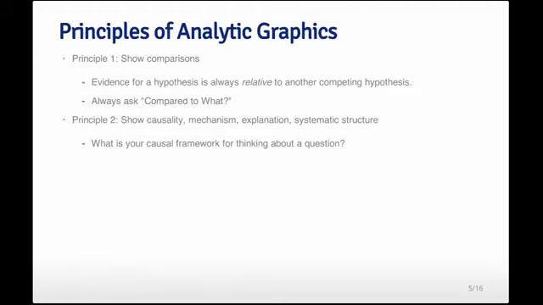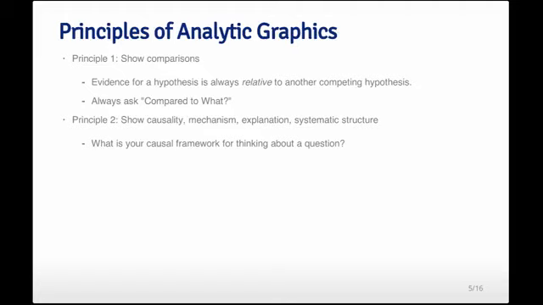The second basic principle is to show causality or mechanism, or to make an explanation and to show what's going on, show some systematic structure. So, the use of the word causality here is not supposed to be formal, but rather it's just to show what you believe, how you believe the world works, right? So you need to be able to show how you believe the system is operating, so to speak. And so what's the causal framework for thinking about the question that you're interested in?